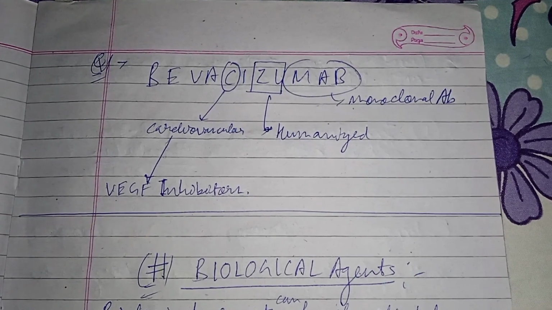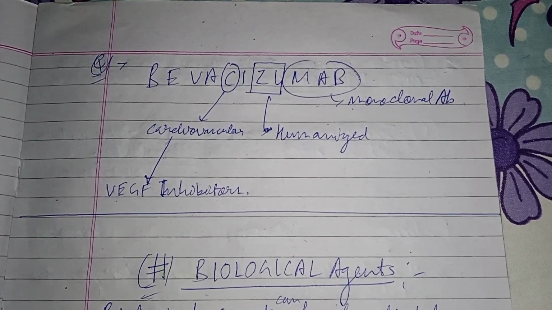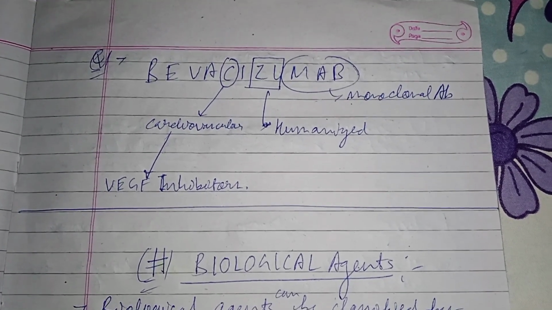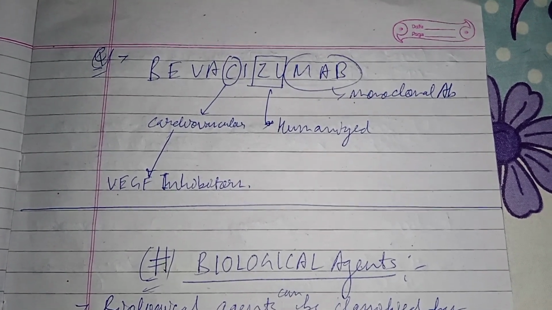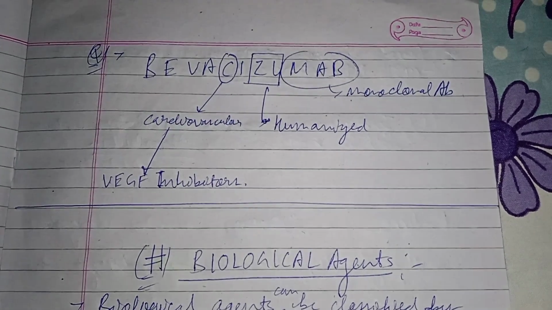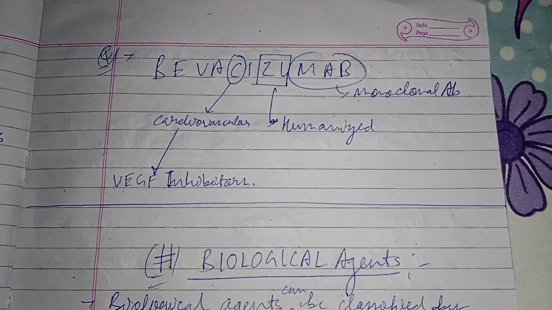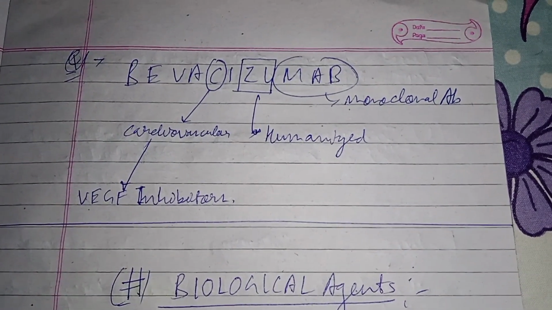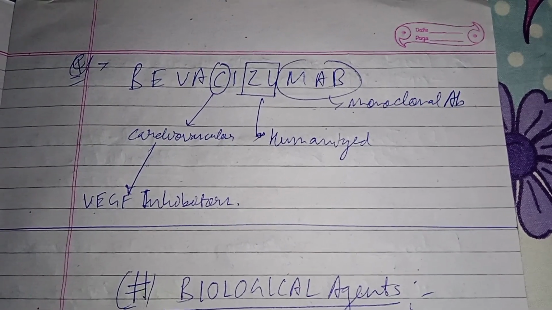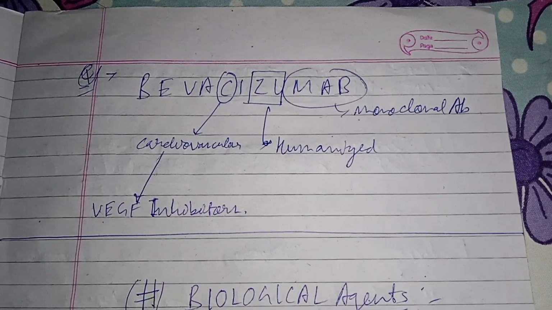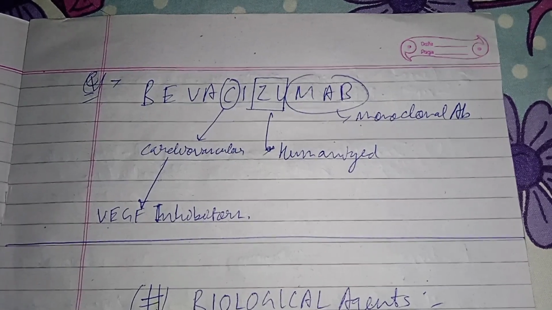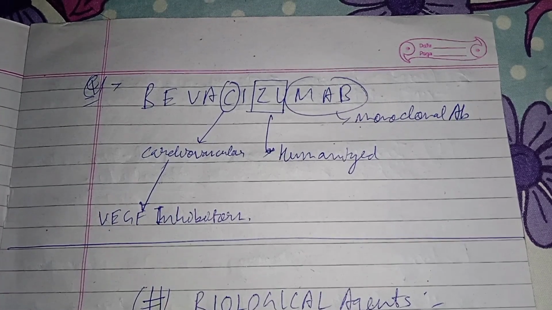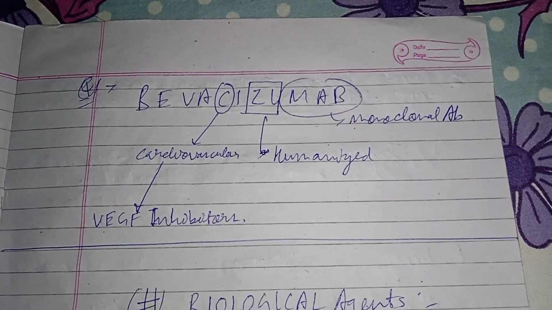One more example over here. Bevacizumab. The MAB tells us about the monoclonal antibody, its stem. ZU, the substem 1 portion, tells us that it is a humanized monoclonal antibody. And C over here tells us that it belongs to the cardiovascular section and it targets the VEGF receptors. It inhibits the VEGF receptors. See, I have written it over here, cardiovascular VEGF inhibitors. I hope it is clear.